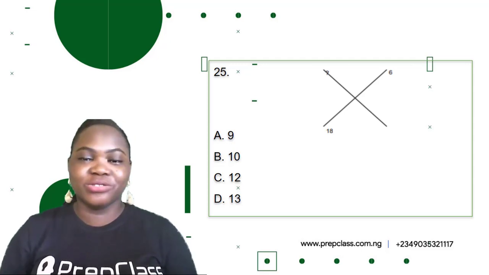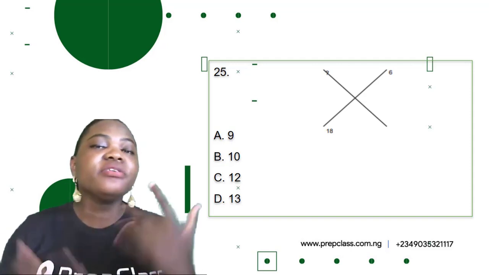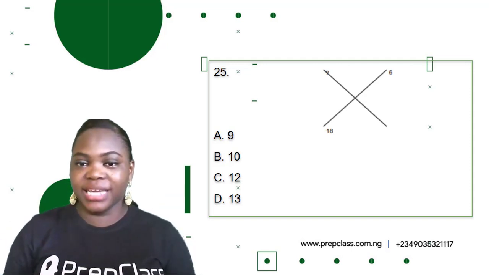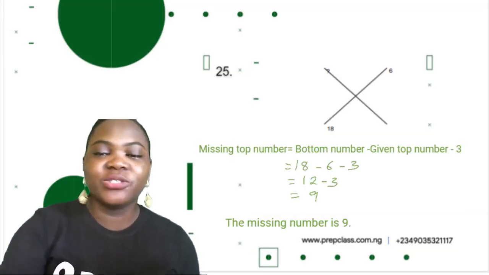Now, question 25, which is the last question in this video. I'd like you to try to do this yourself. We are given only one of the top numbers and the bottom number. So can you use that formula again to see if you will get the answer? Pause this video and try it yourself. Okay? Alright, so let's do it now.